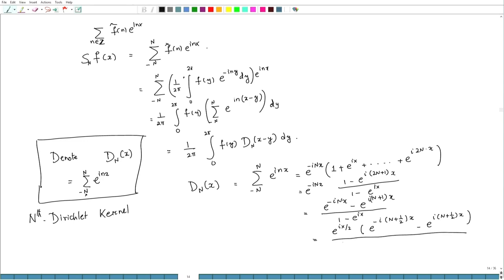Similarly, from the bottom, if I take e to the power i x by 2, I get e to the power minus i x by 2 minus e to the power i x by 2. So, this 2 gets cancelled. Now, this is the symmetry. So, this is going to be minus 2i sin (n plus 1/2) x divided by minus 2i sin x by 2. Therefore, this is sin (n plus 1/2) x by sin x by 2. So, this is what one form of the nth Dirichlet kernel will look like.